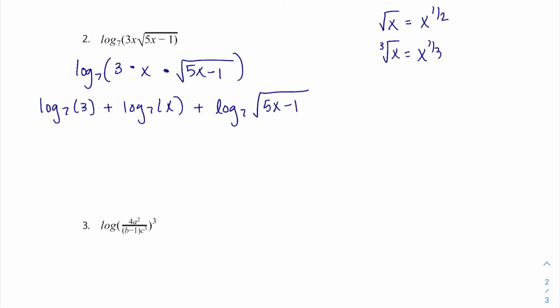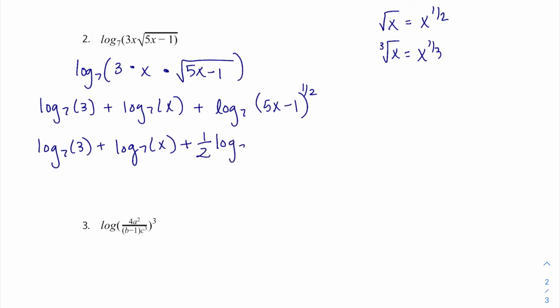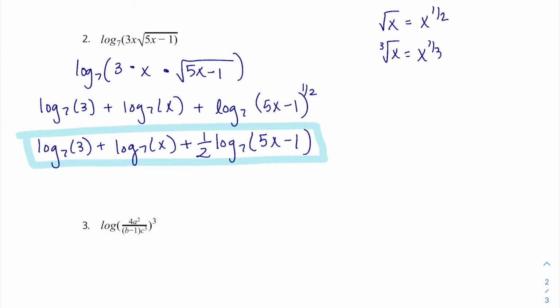So we need to use that fact to rewrite, and I'm just going to do it right here, 5x minus 1 being square rooted as 5x minus 1 to the 1/2. Because then in our last step, when we use the product rule, since we have that one exponent, it can be brought down as a coefficient. And so this is our final answer here.